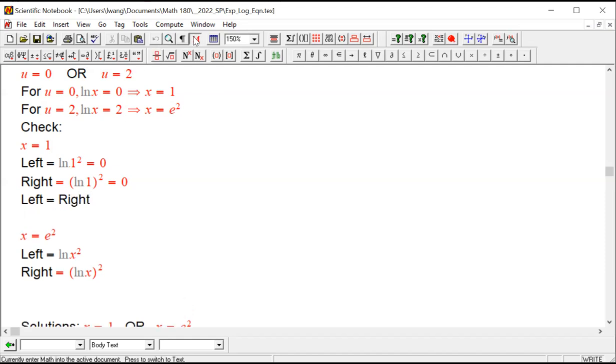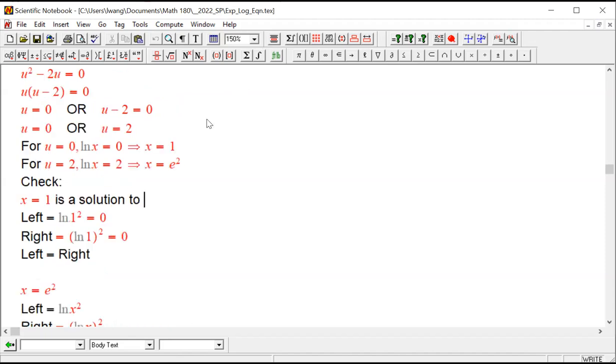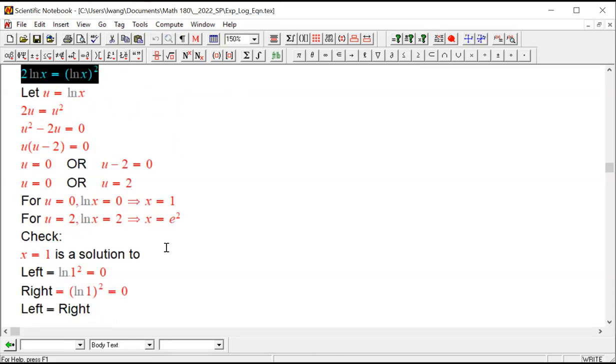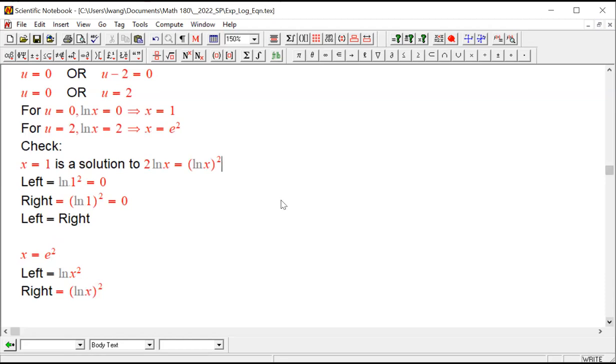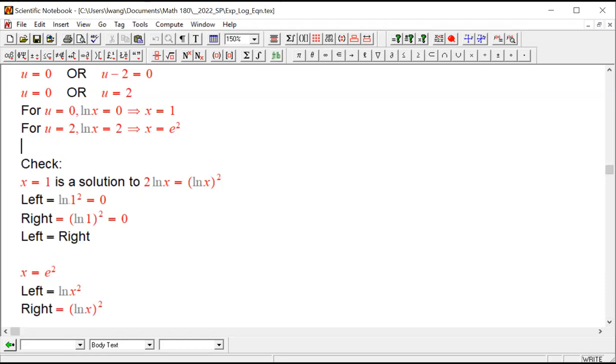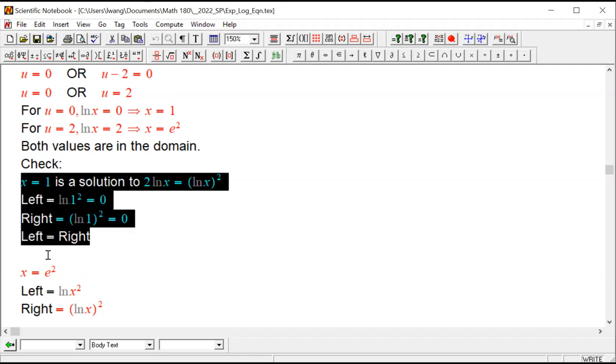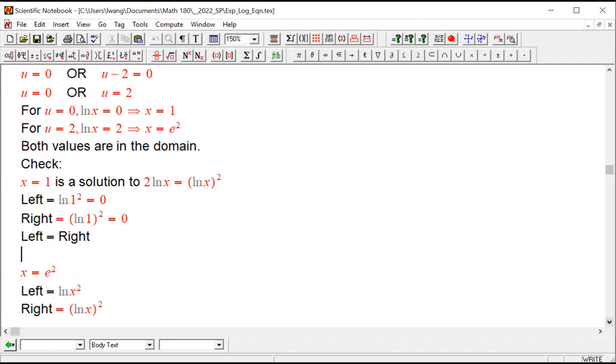Okay, then you can say this x equals to 1 is the solution to the equation. To what equation? Well, I'm going to copy that equation right here. Okay, that's how you check your work. Then you can see actually both values are in the domain. Okay, domain check. Okay, left equals to right. So this piece is checking x equals 1. Indeed, it's a solution.